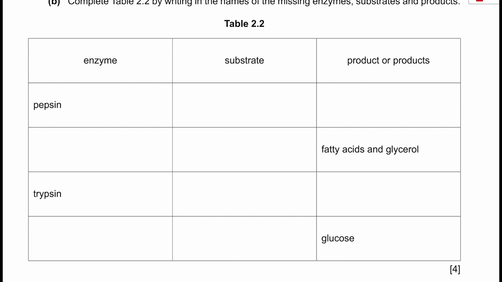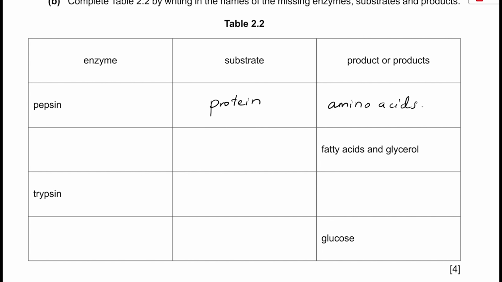Pepsin is an enzyme that acts on proteins. So the substrate here is going to be a protein. Now what is the product of breakdown of protein? Whenever proteins are broken down, we get amino acids as the products.